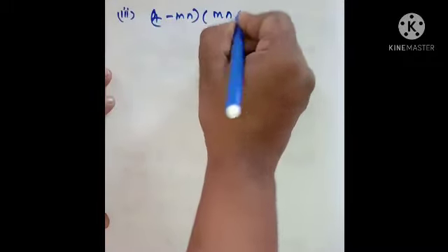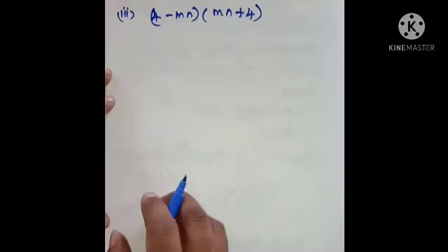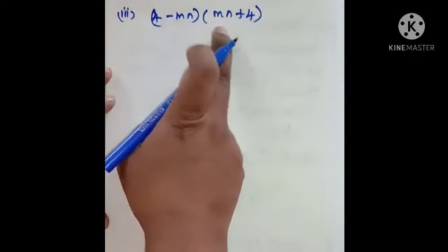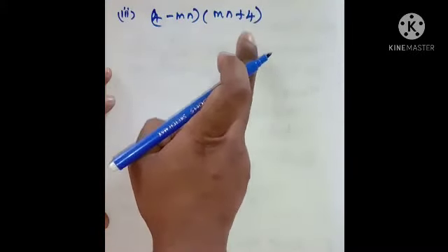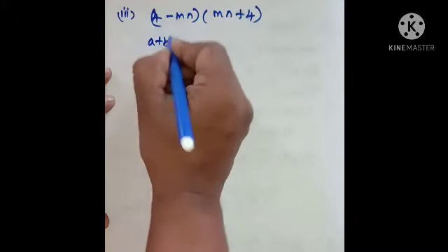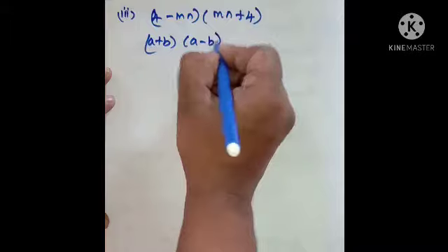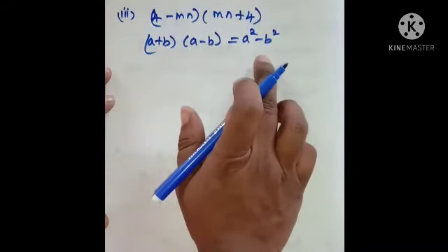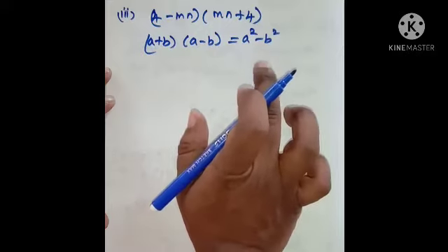The third one is (4 − mn)(mn + 4). Children, here (4 − mn)(mn + 4) is given. So by using the identity (a + b)(a − b) = a² − b², we are going to find the product.